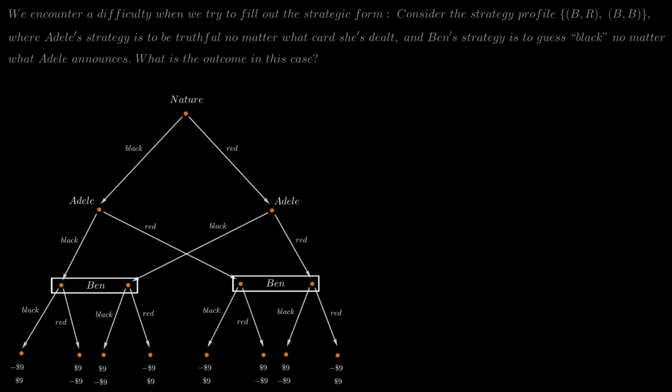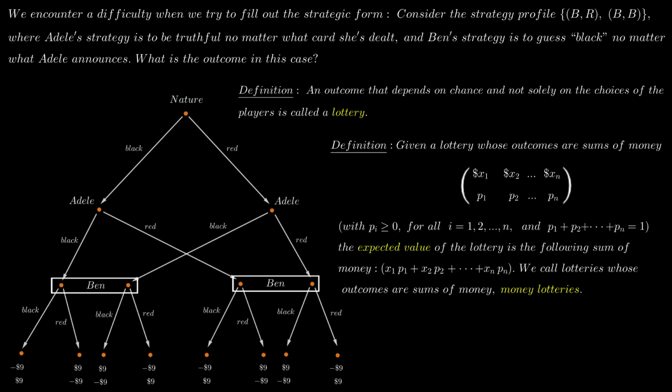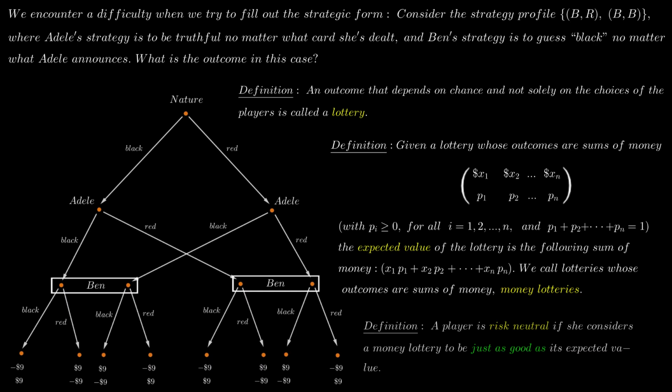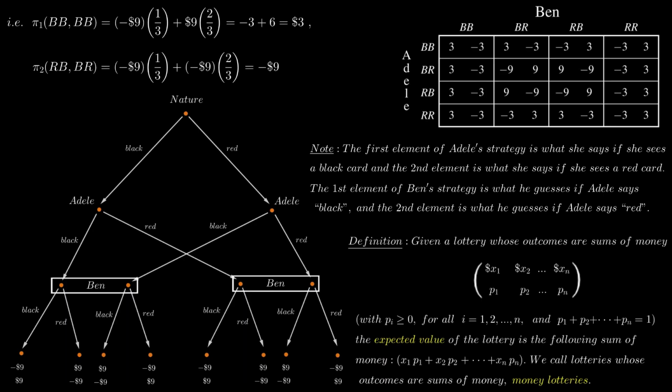So how do we calculate payoffs when probabilistic outcomes are involved? The following definitions will help us in this regard. Probabilistic outcomes are what we call lotteries, and the player is said to be risk neutral if she considers a money lottery to be just as good as its expected value. Hence, a risk-neutral person ranks money lotteries according to their expected value. And here's a strategic form of the game where the numbers in the cells are the payoffs, which is the expected value of the money lotteries, since both players are risk neutral. So far, so good?